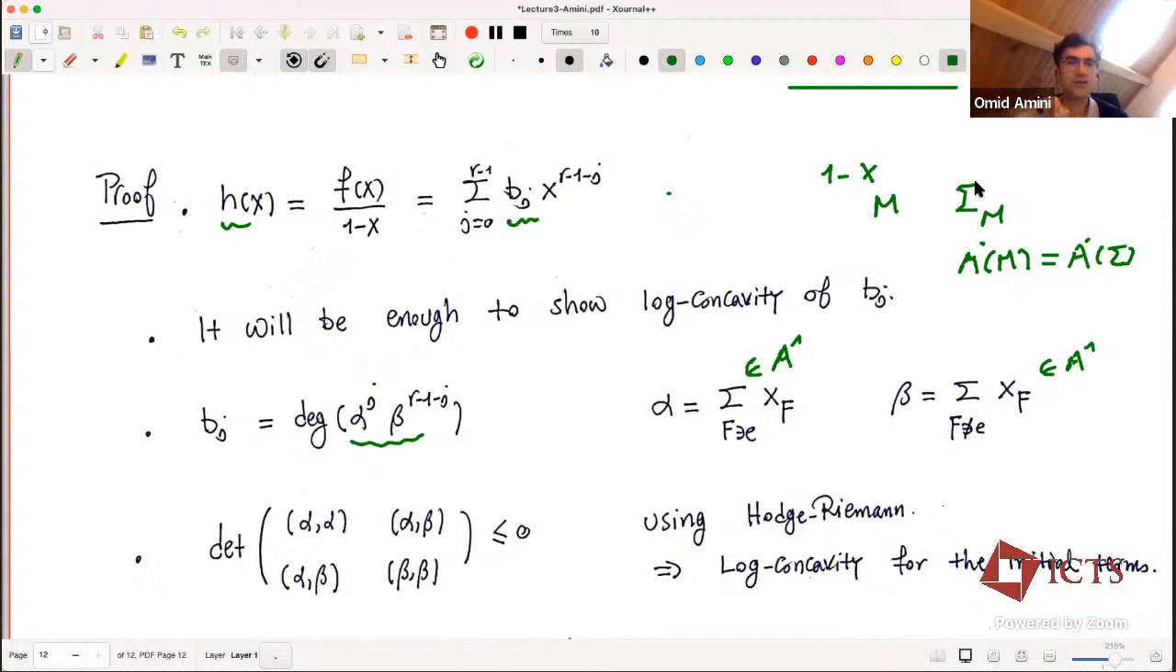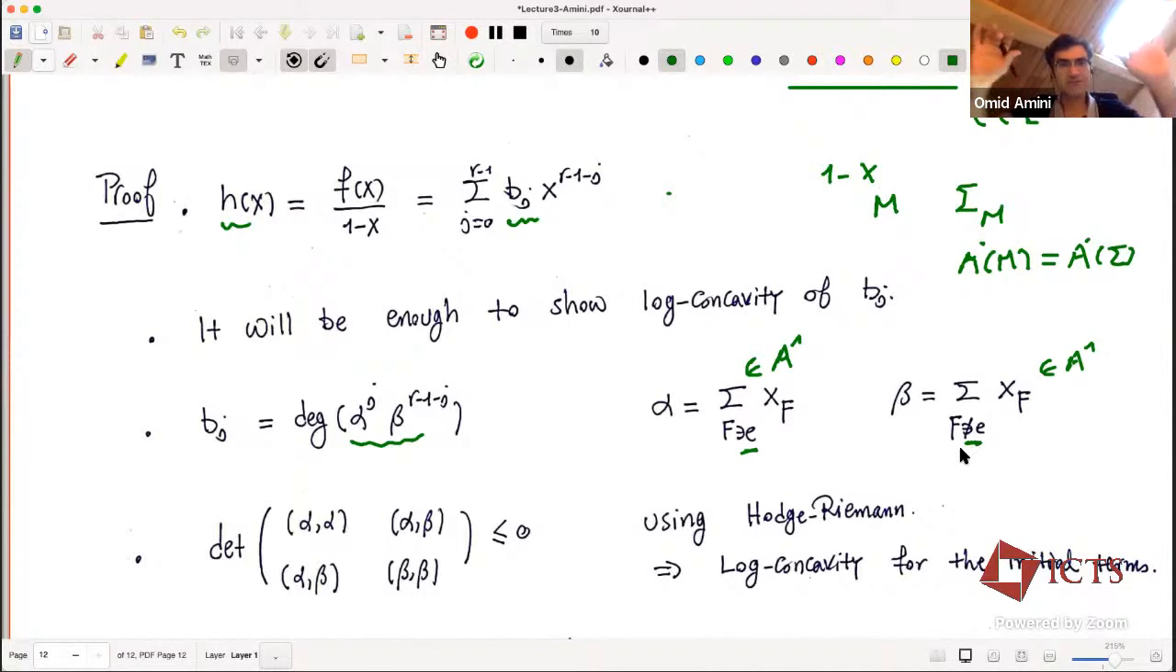It's the ray generated by the characteristic function of the flat. So the variables are indexed by flats. So the first element, alpha: you fix an element of the ground set E of the matroid. Then alpha is the sum of all the variables which contain this element. And then you define beta as the sum of all the variables which do not contain this element. So this gives you two specific elements in A1.